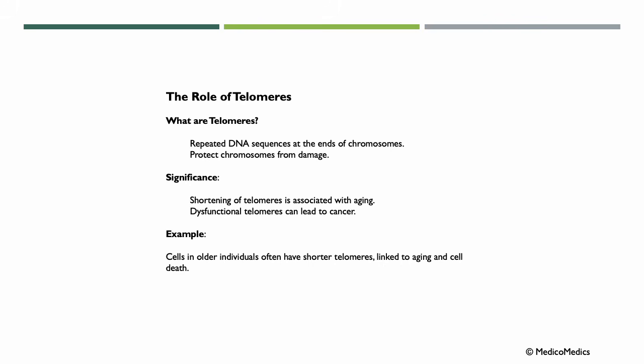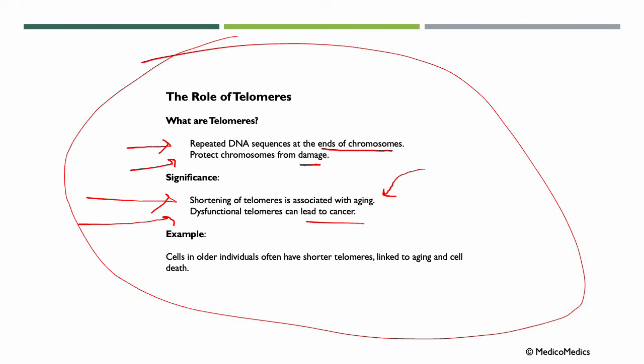Now, what are telomeres? These are repeated DNA sequences at the end of chromosomes, and they help in protecting chromosomes from damage. Their significance: shortening of telomeres is associated with aging. Dysfunctional telomeres can lead to cancer. So think of telomeres essentially as a protective structure for your chromosomes. An example: cells in older individuals often have shorter telomeres, and this is linked to aging and cell death.